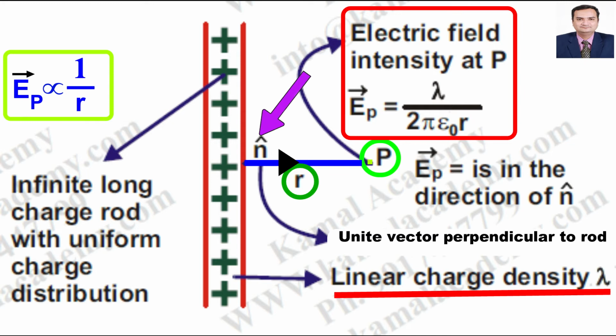Let n cap be the unit vector perpendicular to the rod. So the direction of electric field intensity at point P is in the direction of unit vector n cap. Or electric field intensity at point P is always perpendicular to infinite long uniformly charged rod.